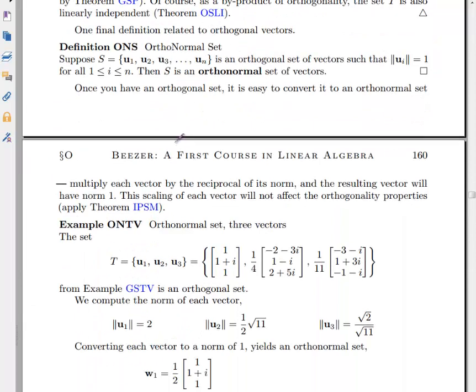All right, now there's one further thing we can do to this orthogonal set. We can change it so that the norm of each vector is equal to 1, and that's called an orthonormal set of vectors, and that's really the gold standard as far as linearly independent sets go. Right? So how do you create an orthonormal set of vectors?